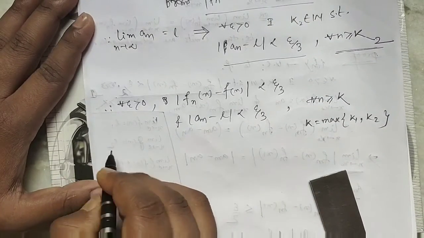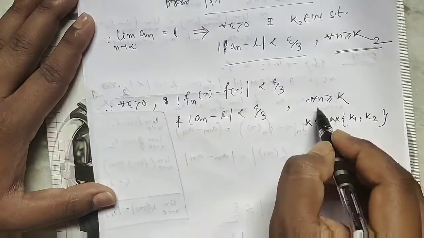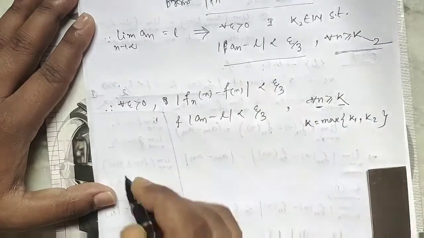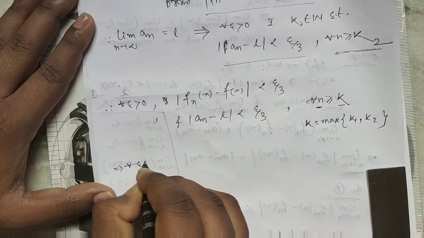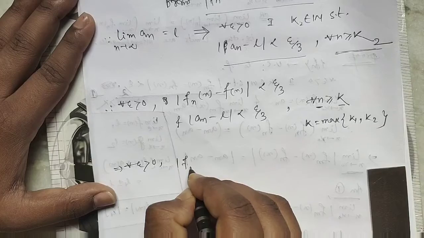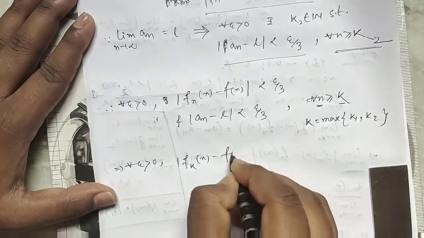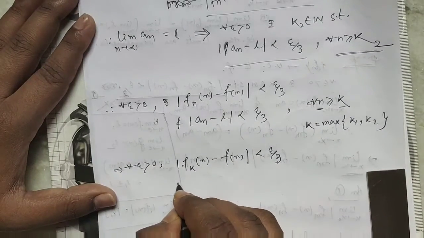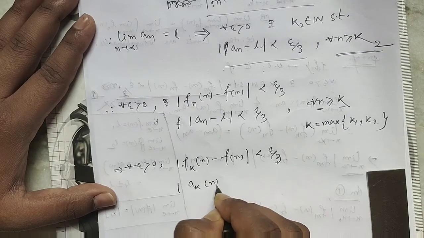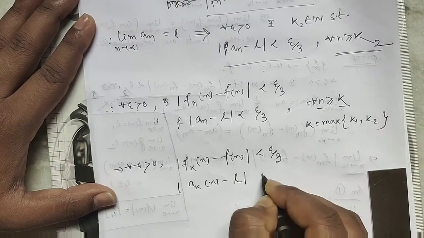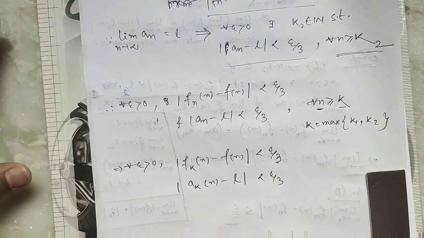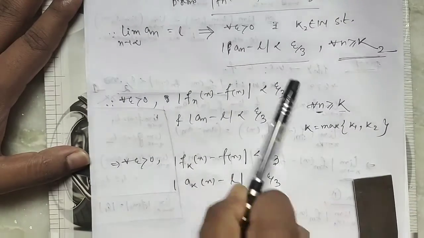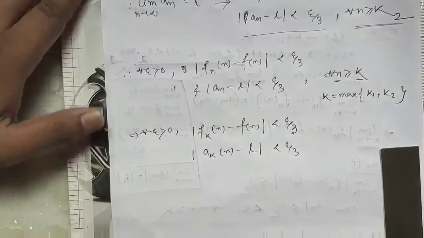Now for every n greater than or equal to k, this inequality holds. So this implies for each epsilon greater than 0, mod of fk(x) minus f(x) is less than epsilon by 3, and mod of ak minus L is also less than epsilon by 3. Because for n equal to k these conditions hold.